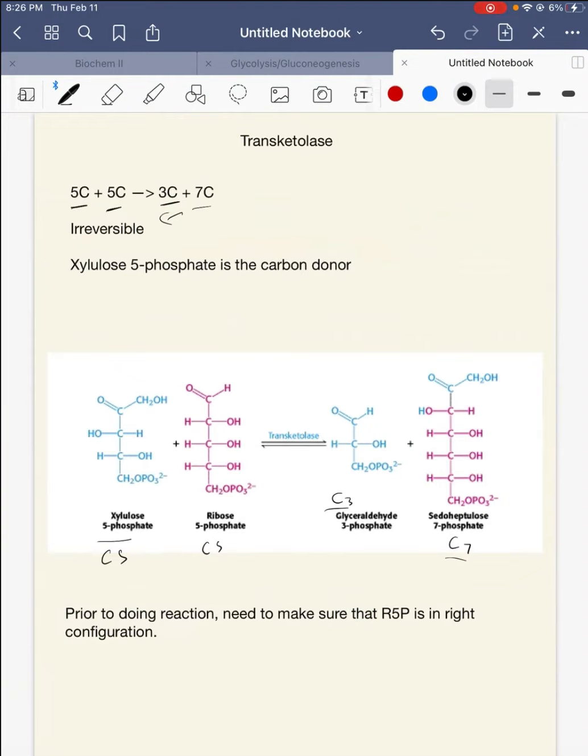Before we run this reaction, and when we talk about the mechanism you'll see why this is important, ribose 5-phosphate needs to be in the right configuration. By that I mean D versus L. If it's not in the right configuration, this reaction won't actually run forward.